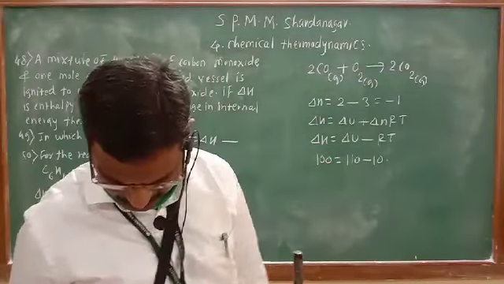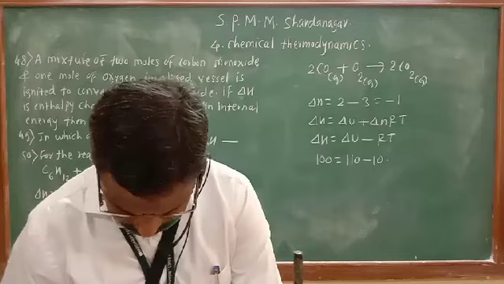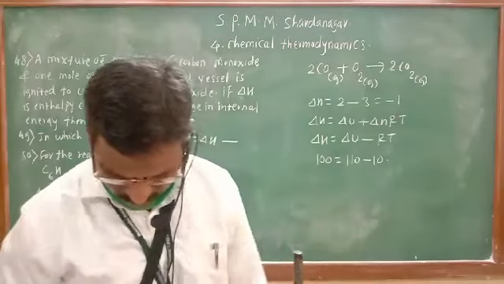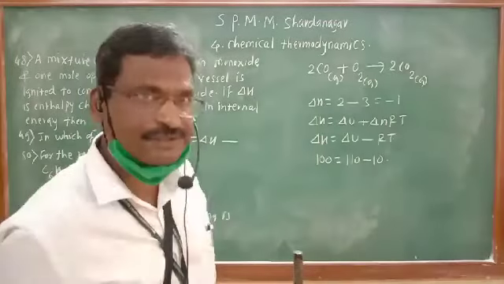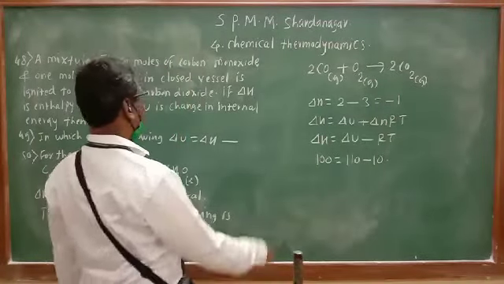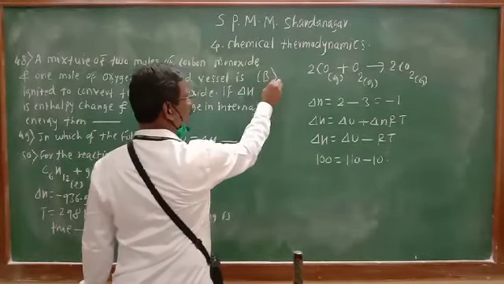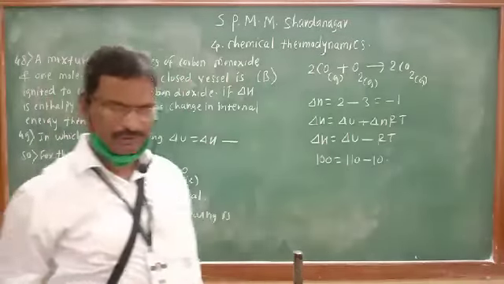They have given 4 options. First one, delta H greater than delta U. Second, delta H less than delta U. So the second option is correct. Option B is right for this question.